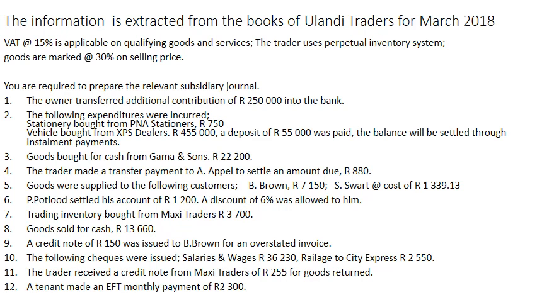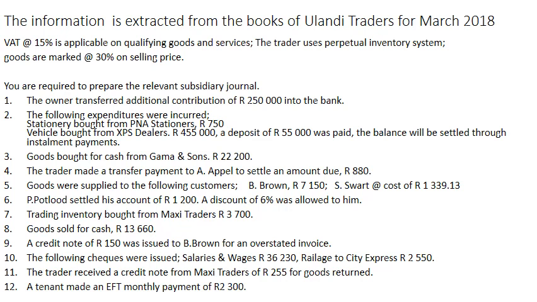Number 3, goods bought from Gamma and Sons and paid for cash. The amount 22,200 rands. Line 4, the trader made a transfer payment to A Apple to settle an amount due. The amount 880 rands. That's a cash payment transaction.